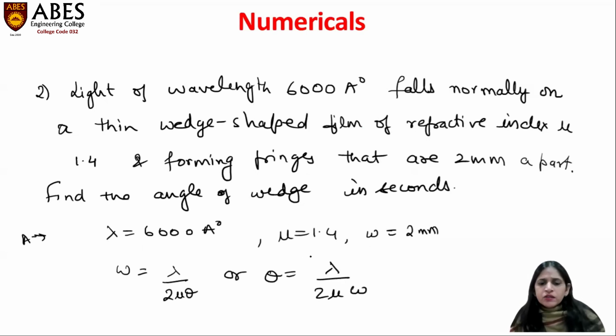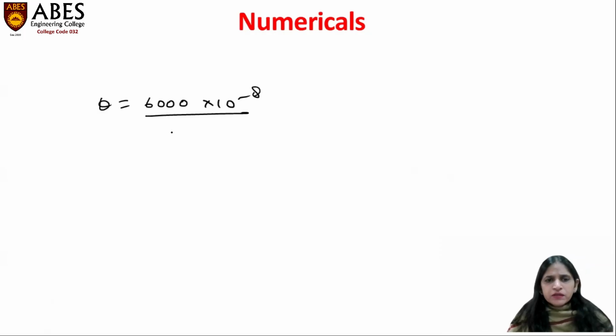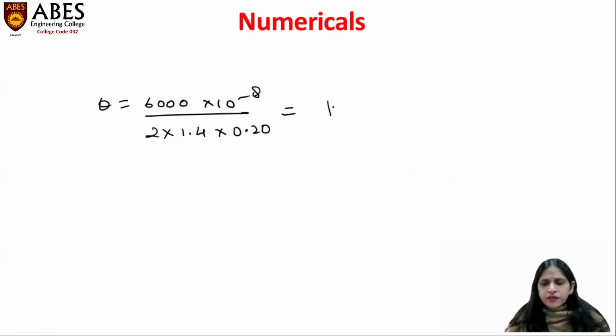So we will be substituting all the values from the numerical. When we substitute the values, what we get? Theta is equal to 6000 into 10 to the power minus 8 upon 2 into 1.4 into 0.2 centimeter. So we have converted all the things. When we solve this, we get 10.71 into 10 to the power minus 5 radian.